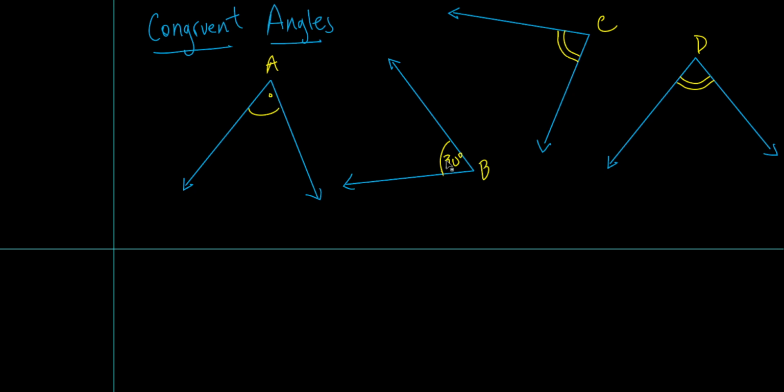Let's get rid of that. Let's get rid of that. Let's get rid of this angle degree symbol. All right, just by looking at them right here, you should be able to tell which ones are equal to each other. All right, A and B are equal to each other. Why? How do you know they're equal? Because the one arc. How do you know that C and D are equal to each other? Because they have two arcs. All right, so the ones with two arcs are equal. The ones with one arc are equal.